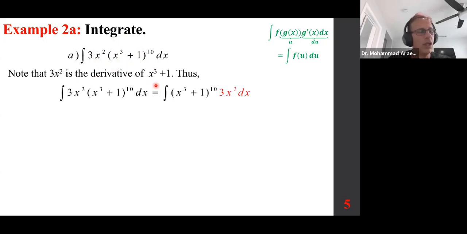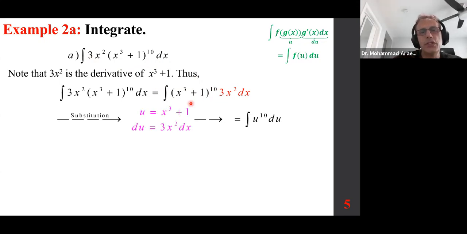Therefore, we go with the following: 3x squared times (x cubed plus 1) to the power of 10 dx. We move things around. Again, you don't have to do that, but it's really good practice, so it becomes clear. This in combination with dx, the whole thing is du. So let's write this. u is the parentheses and what's inside. du is 3x squared dx, and therefore the original integration becomes a simple case of a power.